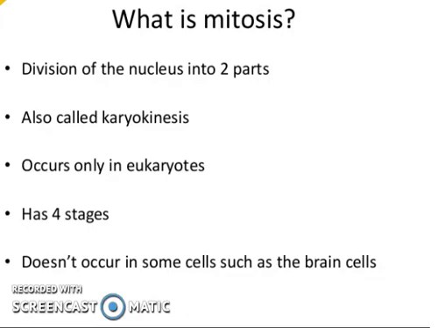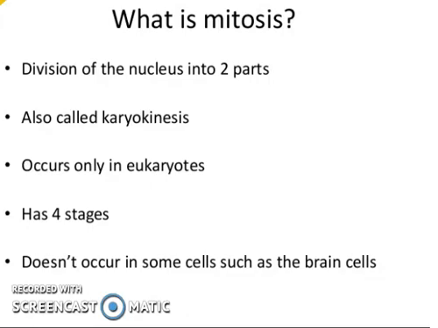So in the cell cycle, the first phase was called interphase, and now we are moving towards the M phase of the cell cycle, which is actually the reproductive phase, in which two cells are formed which are identically the same as the parental cell, with special regard to the chromosomal number.